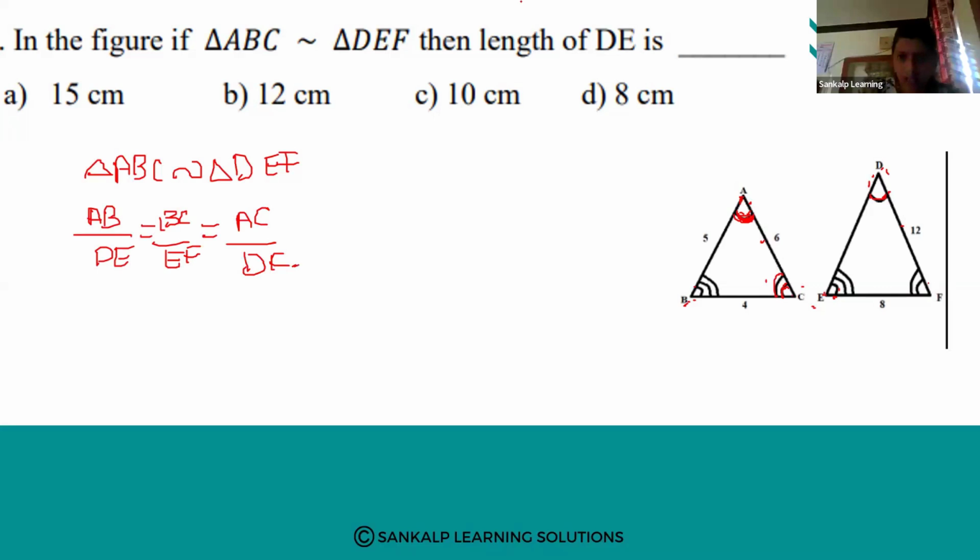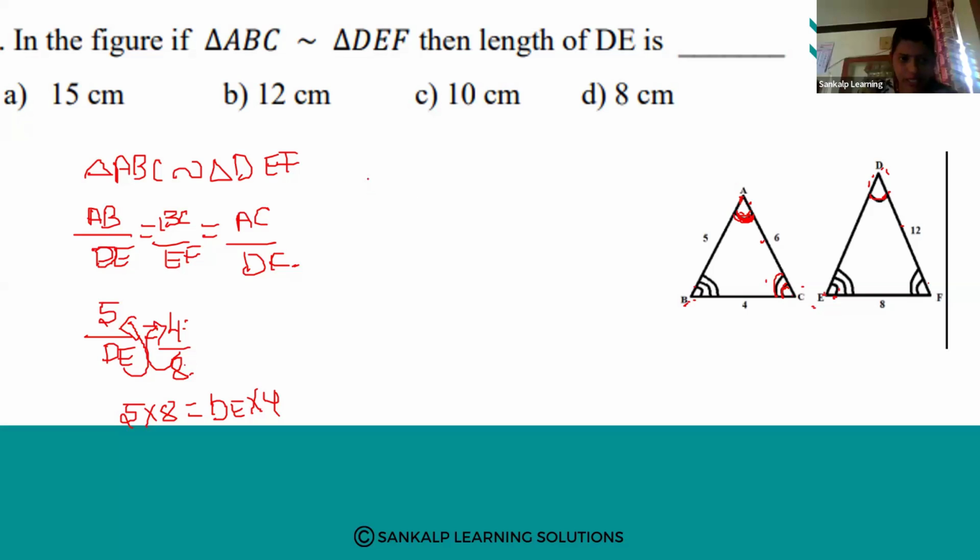Okay. Yes, what we need to calculate is DE. Where is DE? AB divided by DE. So AB value is 5 divided by DE is equal to BC value is 4 divided by EF value is 8. So is this enough for us? Yes, because we need only DE. So we will take only these two sides. Transfer this DE to this side. So 5 into 8 is equal to DE into 4. If DE goes here it becomes DE into 4, and 8 coming this side gives 5 into 8.